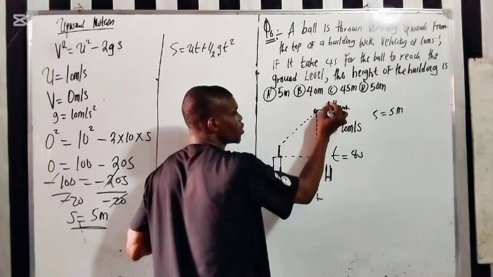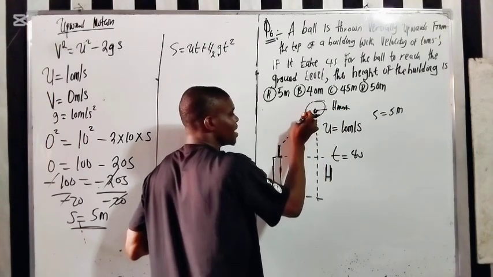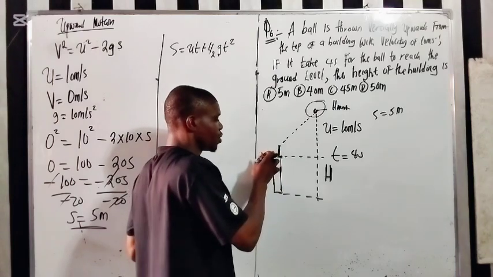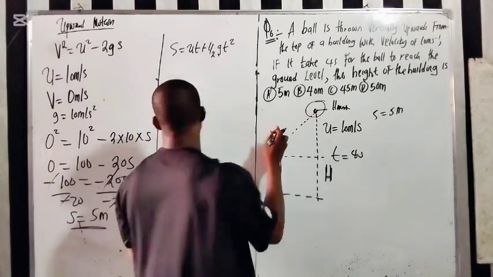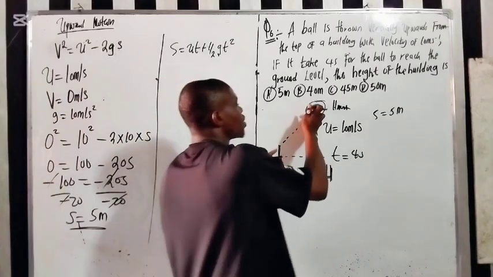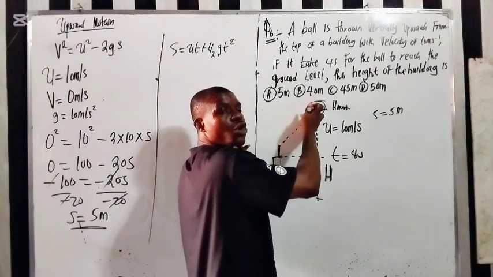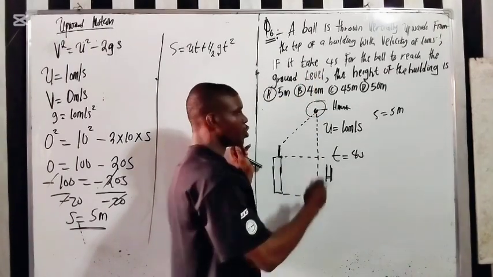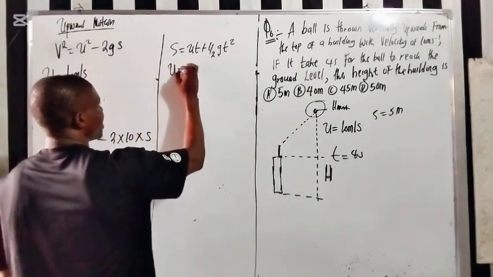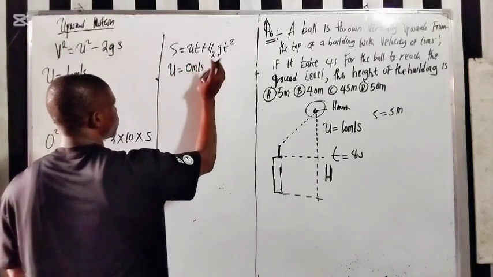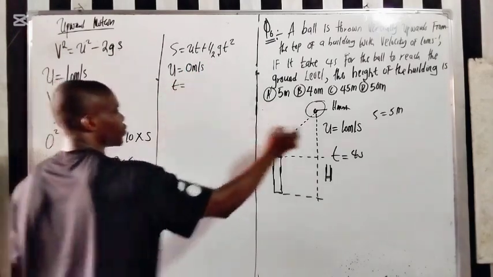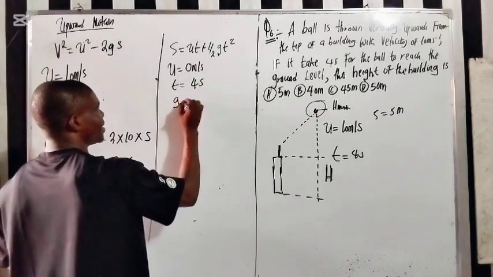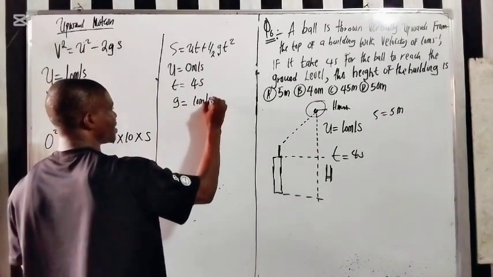At this maximum point where it stops, remember the initial velocity used to go up was 10, right? So when you get to the maximum height, it stops. So the final velocity is now converted to the initial velocity going down. Do you understand? So my initial velocity here is going to be 0 meters per second. My time it takes to reach the ground here is 4 seconds, right? My g is 10 meters per second squared.